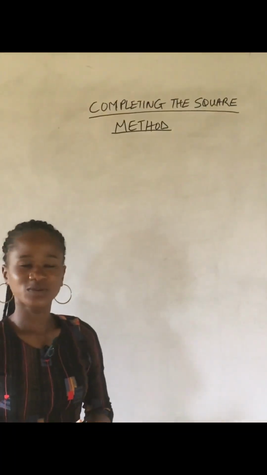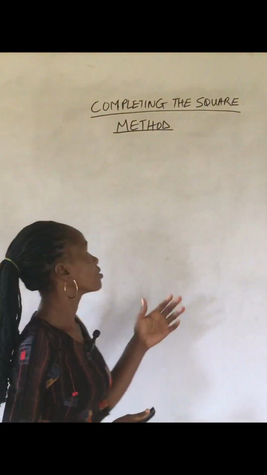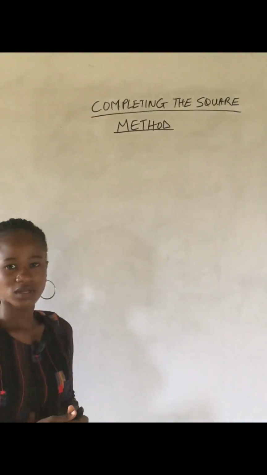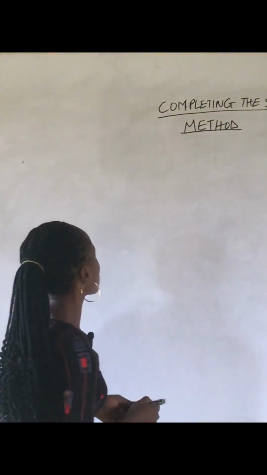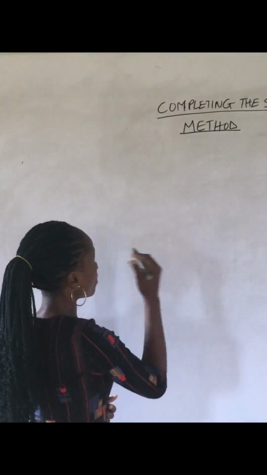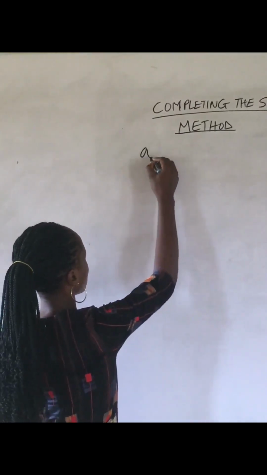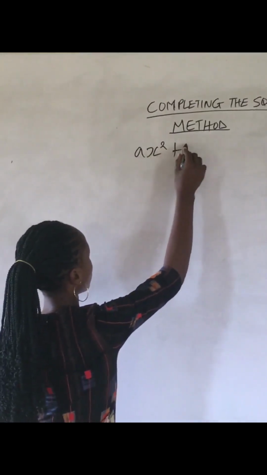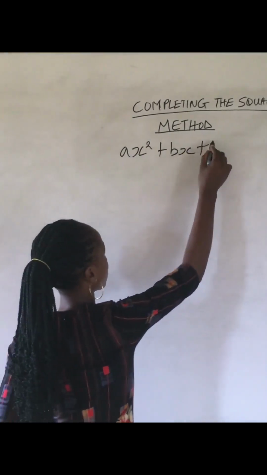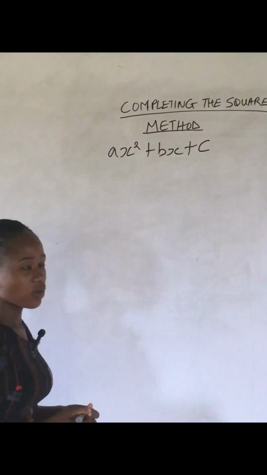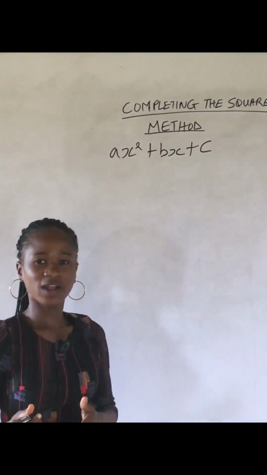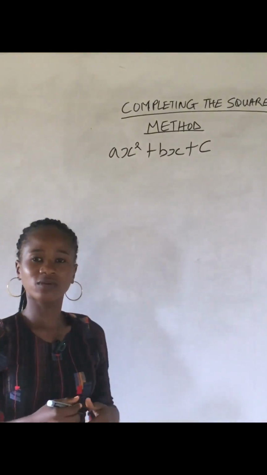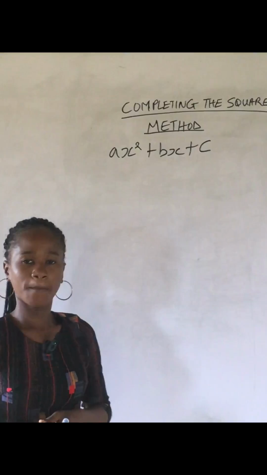Hello class. So today we'll be looking at a topic called completing the square method, right? And the general formula of the quadratic equation is ax squared plus bx plus c. But what I want to show you is how you can derive the quadratic formula using completing the square method.